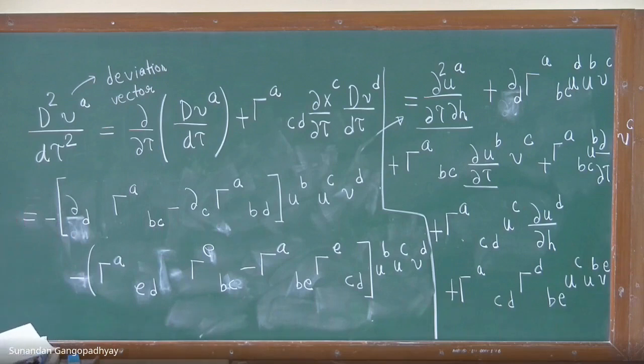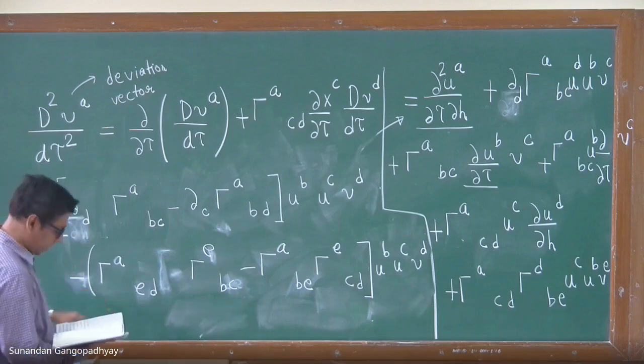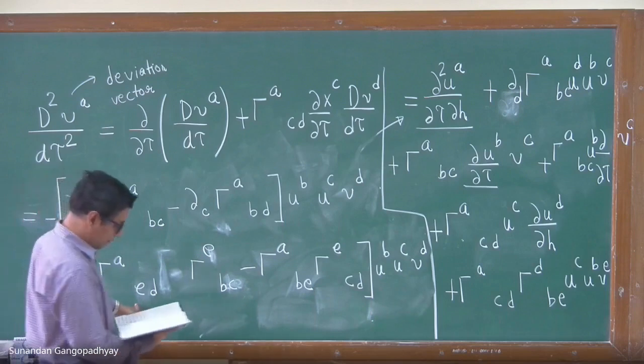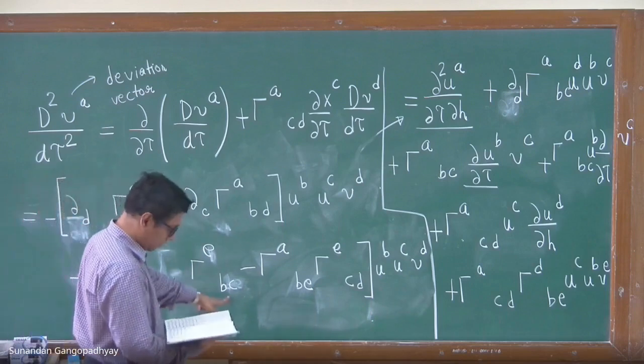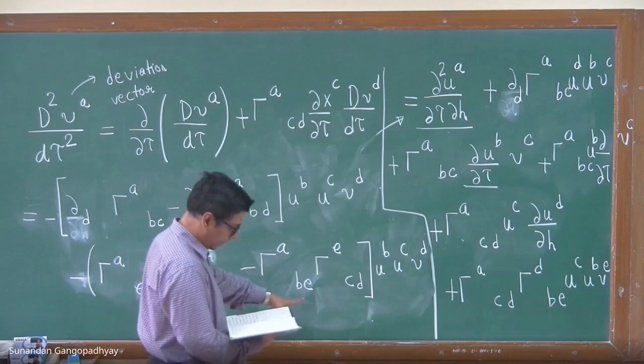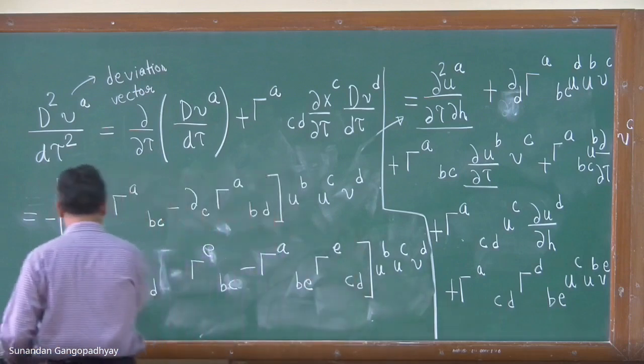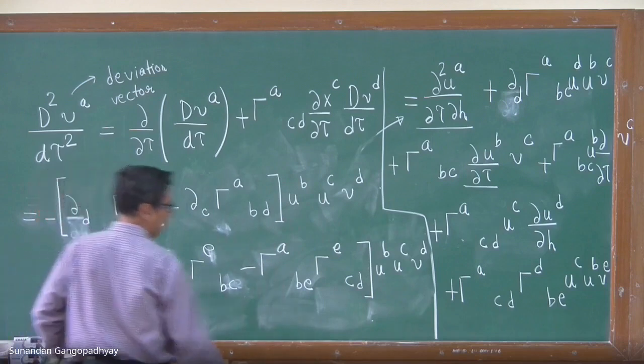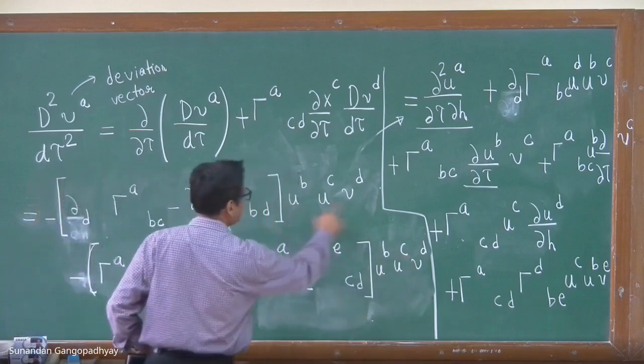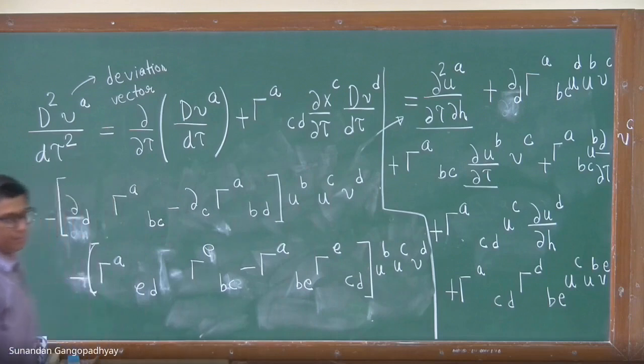Gamma A ED. So you have a minus in front, then bracket gamma A ED multiplied by gamma EBC minus gamma A BD gamma ECD, bracket closed, multiplied by U B Q CBD. So you see that this combination is already there. Please check whether you get it in this form or not. Please check.